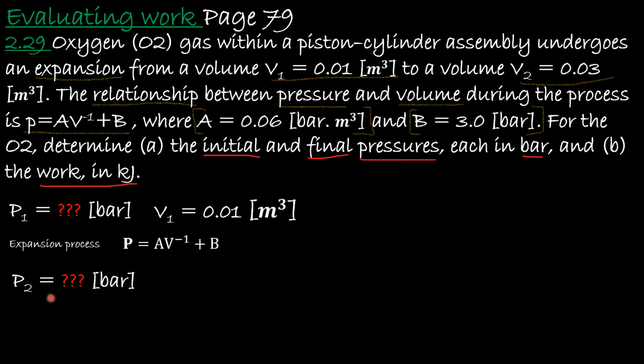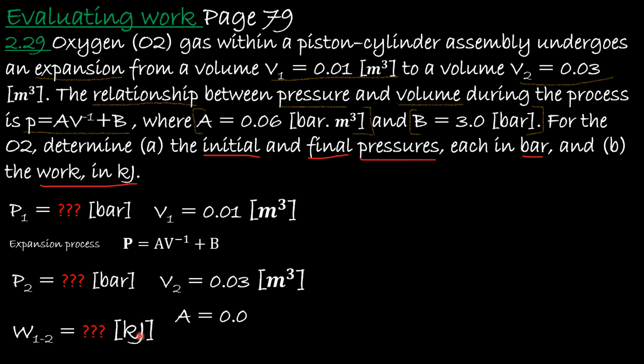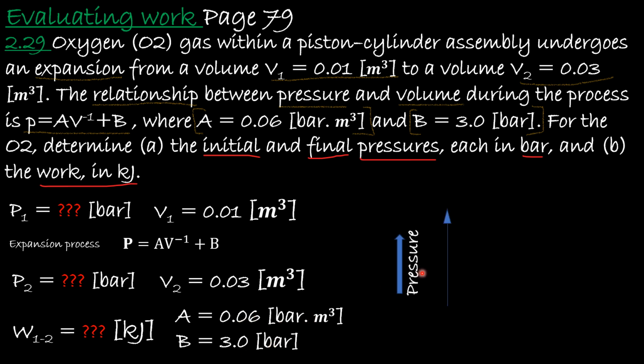Oxygen pressure at state 2 is what we need to find, which is the final pressure. And the volume of oxygen at state 2 is 0.03, which expands more than 0.01. And we are asked to find the work from state 1 to state 2 in kilojoules. And we are given the two constants, the A and the B, with these given values and these given units. Same thing as the previous problem.